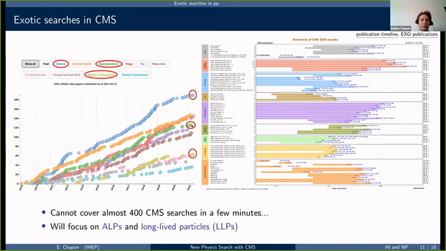And then if you include also these other groups like supersymmetry and beyond 2 generations, which is looking for, yeah, new generations of quarks or resonances or leptoquarks and so on, then you get to almost 400 searches, which I'm not going to cover anyway. I'm not really an expert. And this is also an overview of the kind of constraints that are available from CMS papers. I'm going to focus on ALPs and long-lived particles, which are going to be discussed in other talks in this workshop.